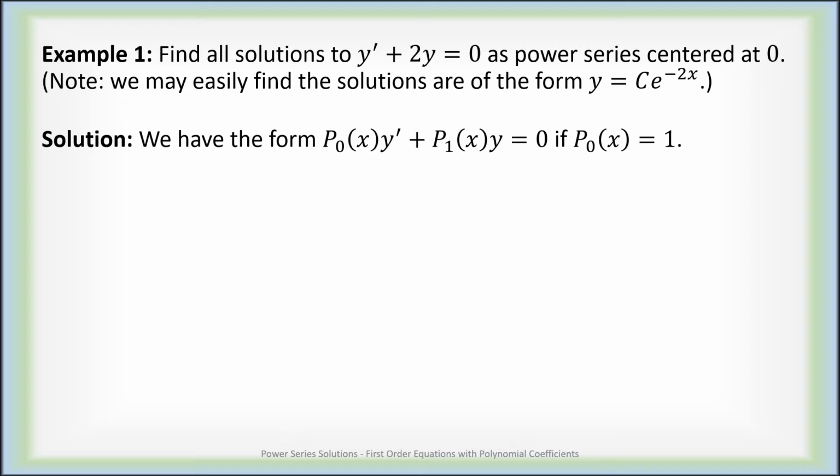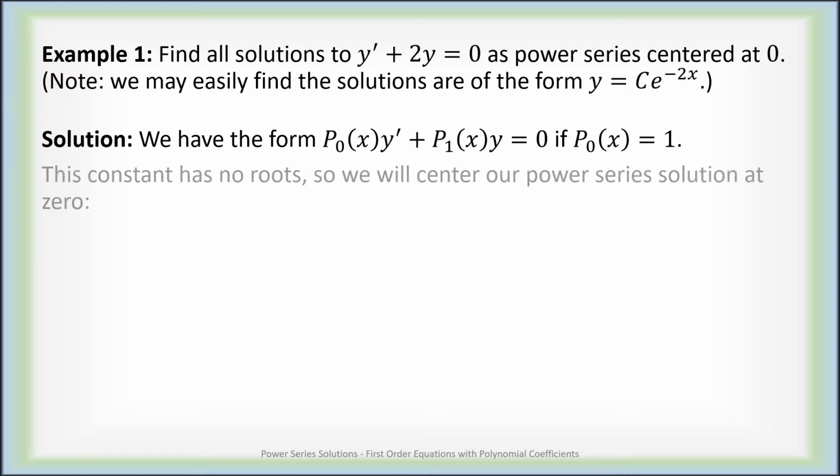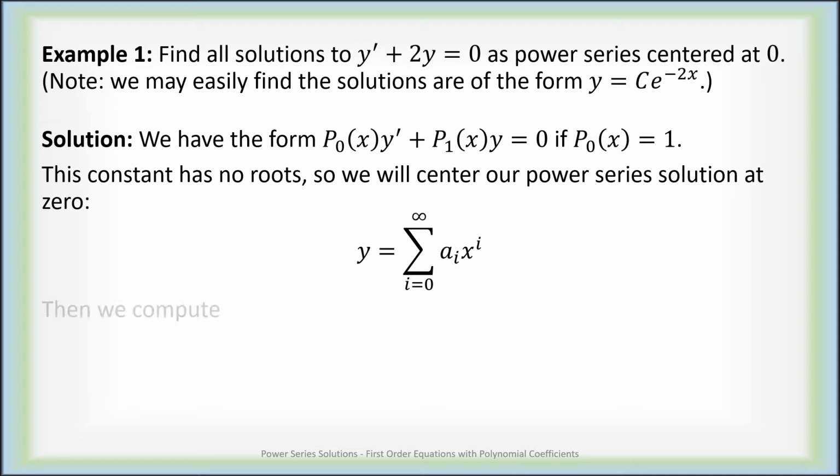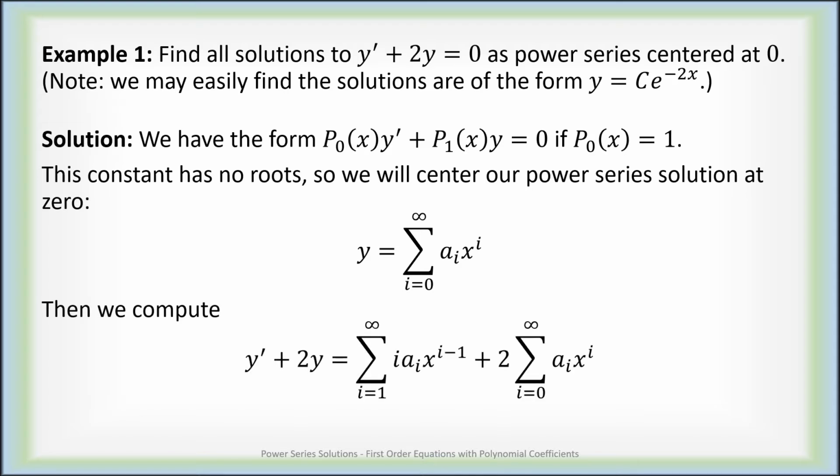So we do, in fact, have our required form, polynomial times y prime plus polynomial times y equals 0, if we set p0 of x to be 1 and p1 of x to be 2. This constant has no roots. It's just a constant function that isn't 0. So we can center our power series wherever we want, and we're definitely allowed to center it at the ordinary point 0. So here is our solution y, written as a power series centered at 0. Then we can compute y prime plus 2y.